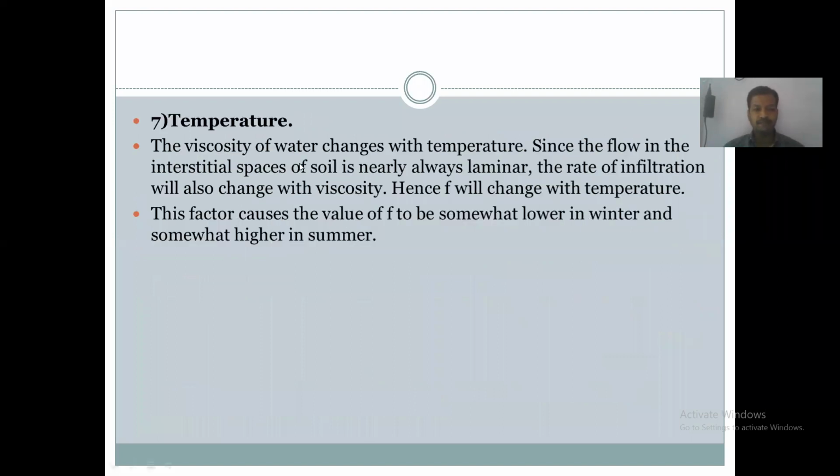The seventh one is temperature. Temperature also affects the infiltration capacity. The viscosity of water changes with the temperature. So in case of high temperature, the rate of infiltration will be higher. And when the temperature is less, the infiltration will be less. So in the summer season, the infiltration rate will be higher. In the winter season, the infiltration rate will be less.